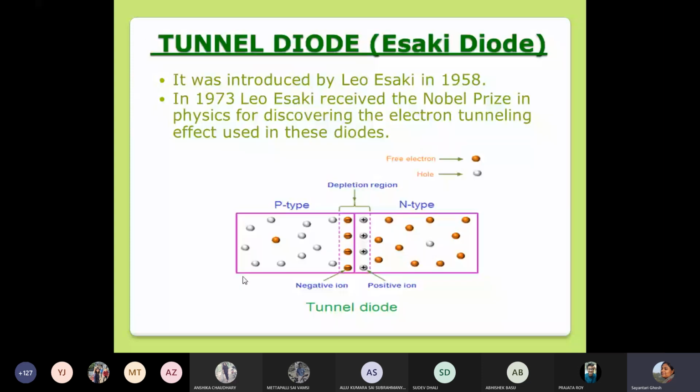The tunnel diode was first invented by Leo Esaki when he had just completed his BTech and started his PhD. That first experiment that he did finally resulted in a Nobel Prize in 1973. This device is still being used in various applications around the world, and the simplicity of its construction is really amazing.